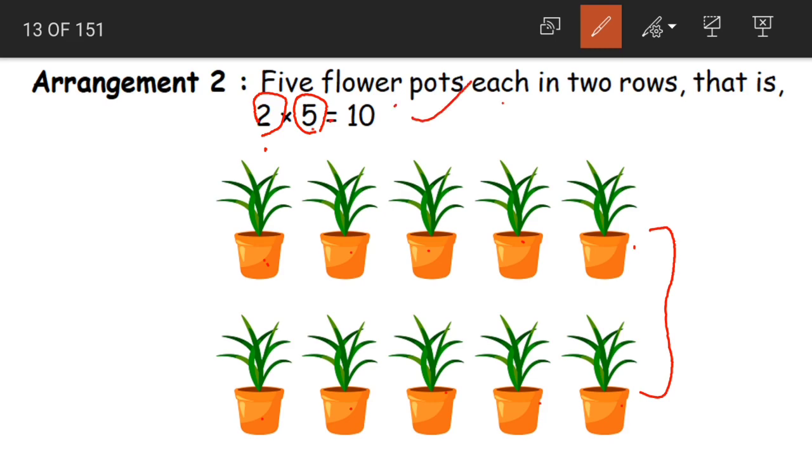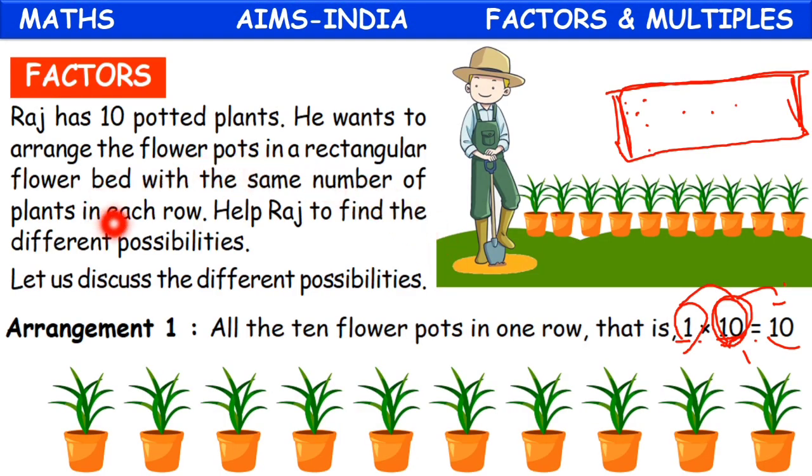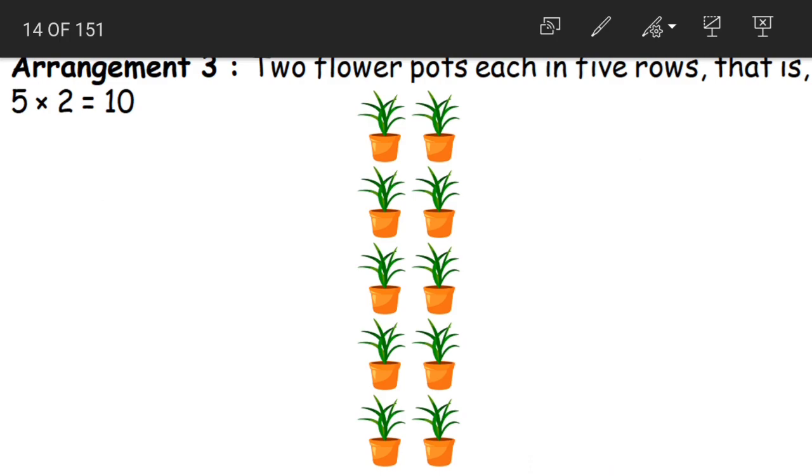Now next, we are not going to arrange it in 3 rows. Suppose if we are arranging it in 3 rows, then we'll have 1 2 3, 1 2 3, 1 2 3. So this will be 9 and one pot will be remaining. But Raj wants, what does he want? He wants the same number of plants in each row. So in each row there should be same number of plants. So that is why arrangement in 3 rows is not possible.